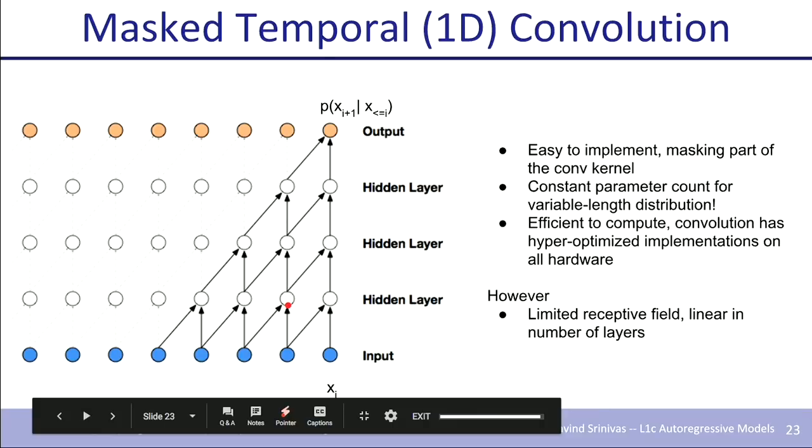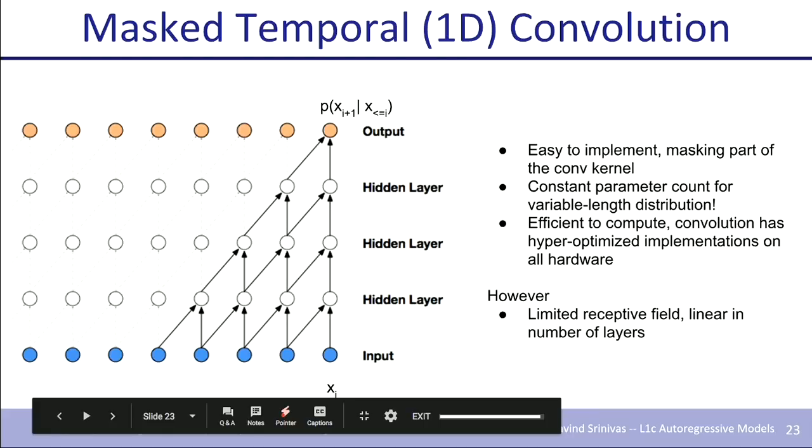So you can have your usual 1x3 kernel, and then you zero out the last entry. So there's never this edge. And then all the edges that remain are shown in the slides. So now you have turned a temporal convolution into an autoregressive temporal convolution by simply masking out things that depend on the future.